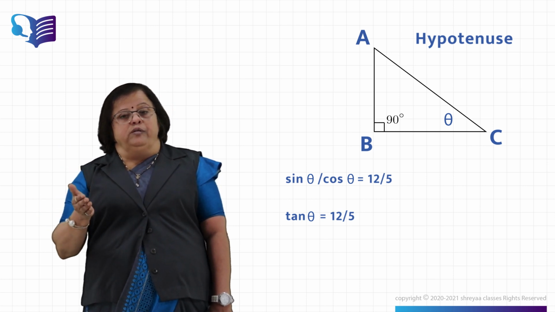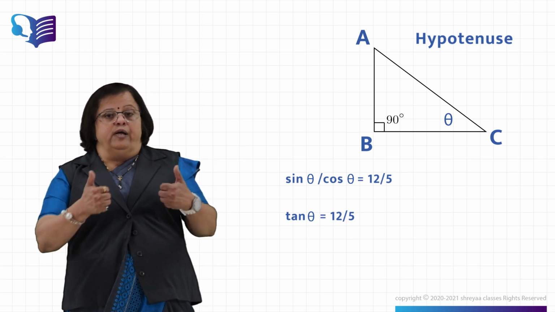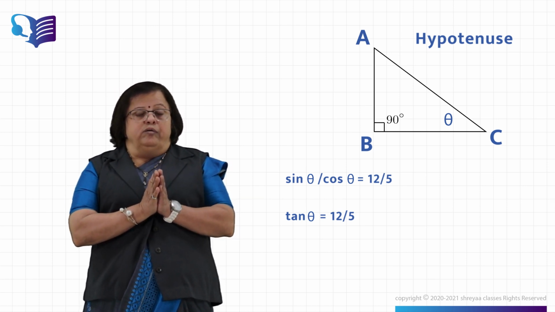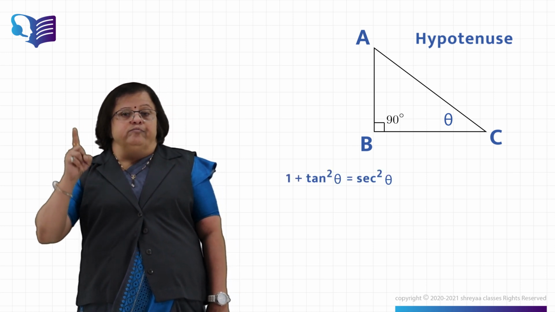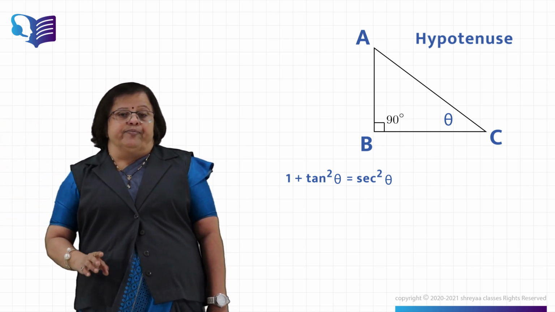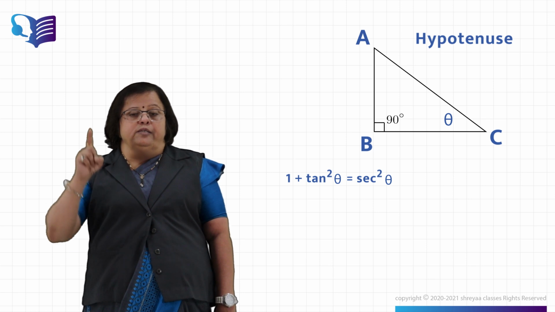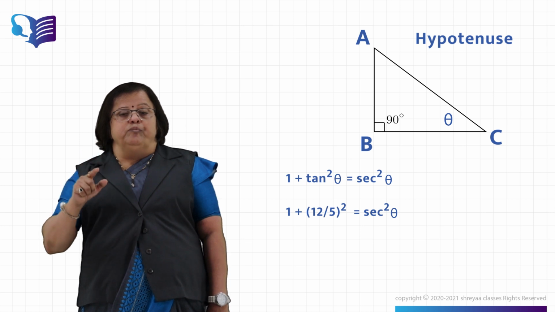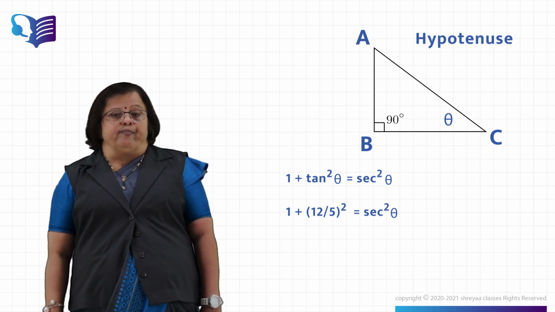Now you can find out sec theta either by triangle method or by identity. So I will do by identity because it is easier. How to do? Which is the second identity we did? Do you remember? Yes, 1 plus tan square theta is equal to sec square theta. So we know the value of tan theta. What is the value of tan theta? It is 12 upon 5. So 1 plus (12 upon 5) whole square is equal to sec square theta.